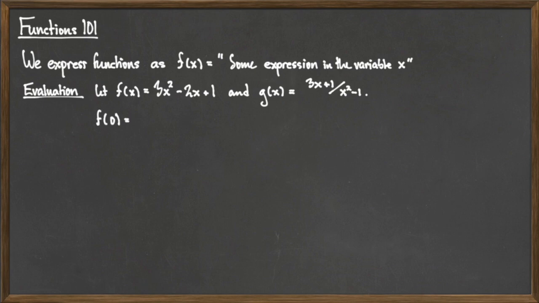First, we'll evaluate f at 0. That means that everywhere I see the letter x, I plug in the value 0 and simplify, and this simply becomes an order of operations problem. So f evaluated at 0 is going to simplify to 1.